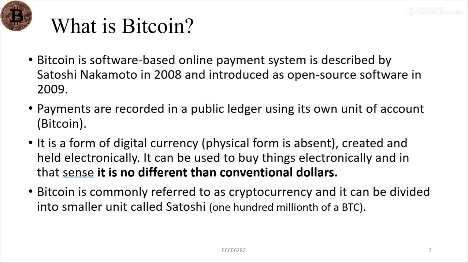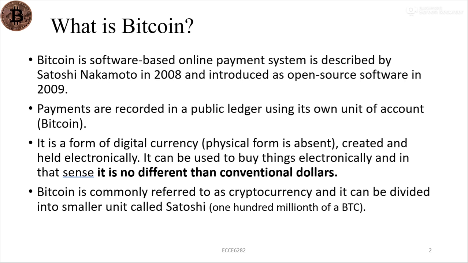Okay, we will start with what is a Bitcoin. We can say that Bitcoin is a cryptocurrency or a software-based online payment system which was invented in 2008 by an unknown person, Satoshi Nakamoto. This is the name that is being used by that person, and its implementation was made available as open source software in 2009.